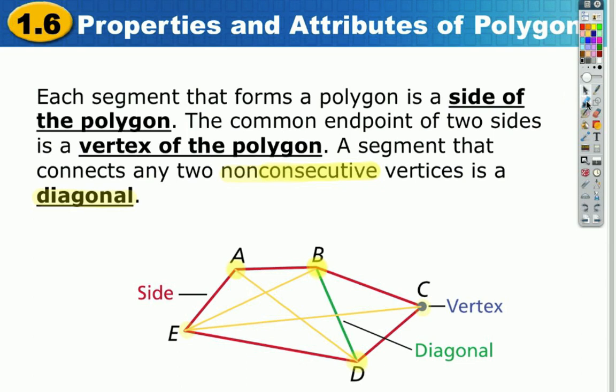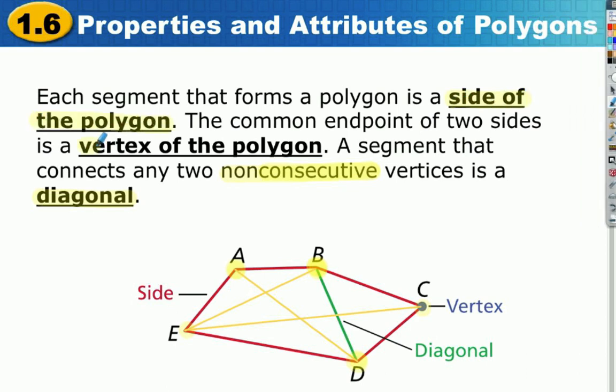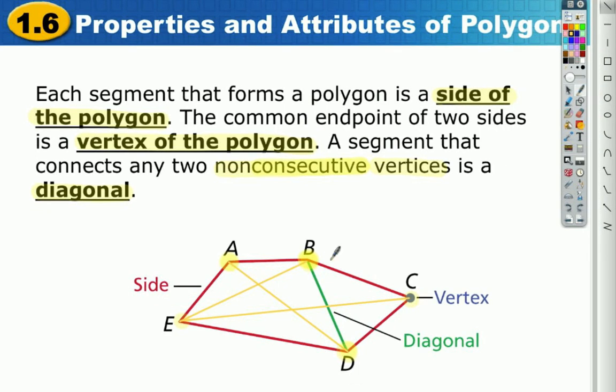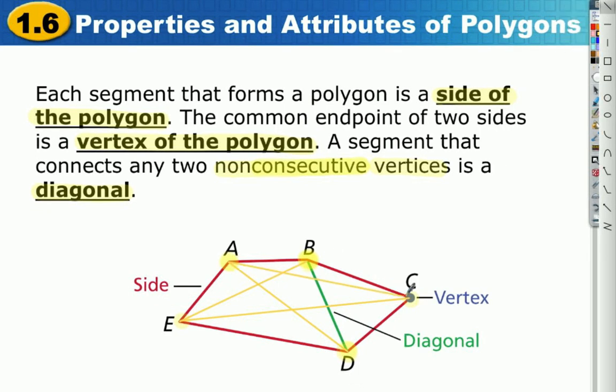So you now have to be able to speak side of a polygon, vertex of a polygon, diagonal, consecutive, non-consecutive, vertices. All of these words, got to be fluent in them. Any questions? Would you be able to do A to C since it's non-consecutive? Yes, you should be able to do A to C. Thank you for pointing that out. A to C. Very good.